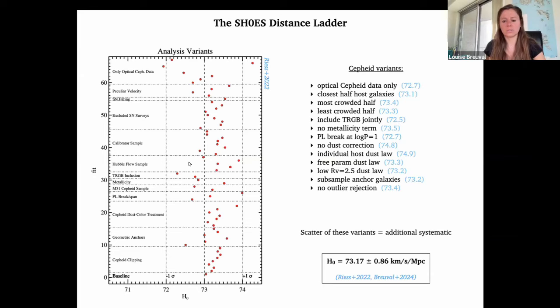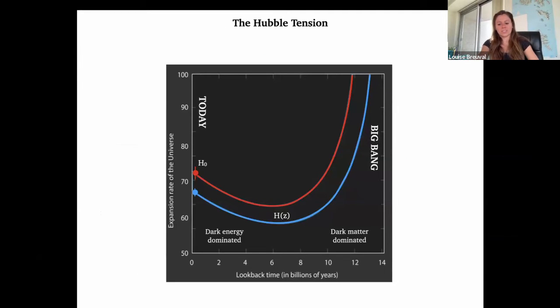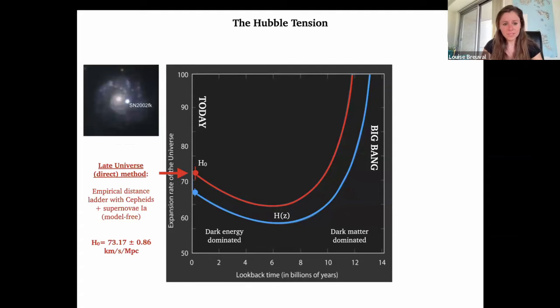And now, including all these improvements, the latest value of the Hubble constant is 73.17 plus or minus 0.86. And if you put it in the context of the Hubble tension, why is it so important to refine this measurement? So that's the expansion history of the universe with the Big Bang on the right and the present time on the left. So the method I just described, the late universe or the distance ladder, is what comes here.